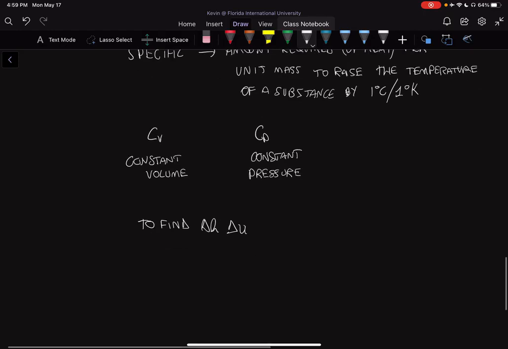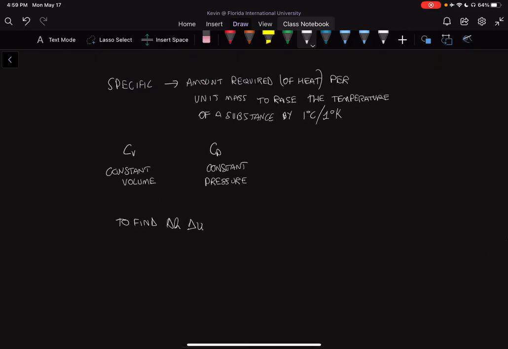Now, if we take the CV, and right now it doesn't make sense, but it'll make sense in a second. If we take the CV of iron, for example, the CV of iron is equal to 4.5 kilojoules per kilogram Kelvin. And the CV of water is equal to 41.8 kilojoules per kilogram Kelvin. So what does that mean? That means that the CV of water is around 9 times higher.